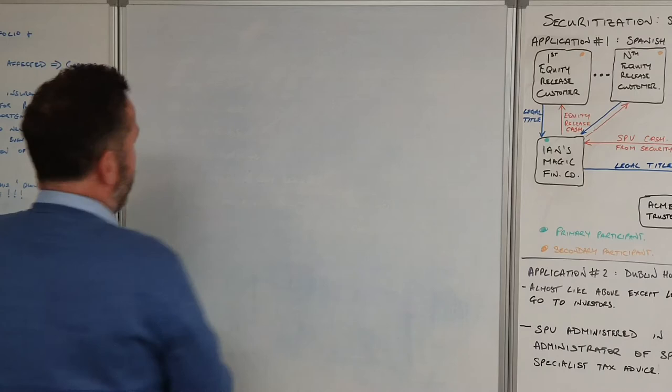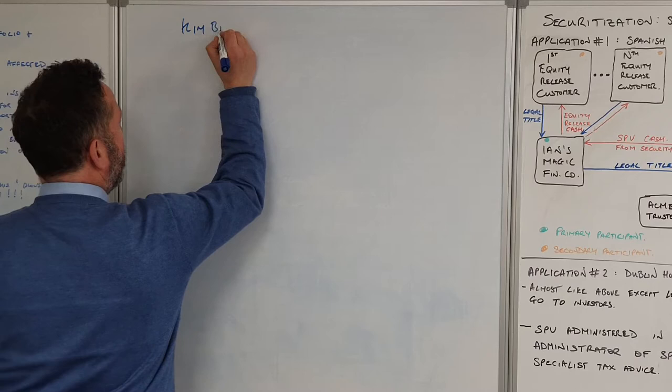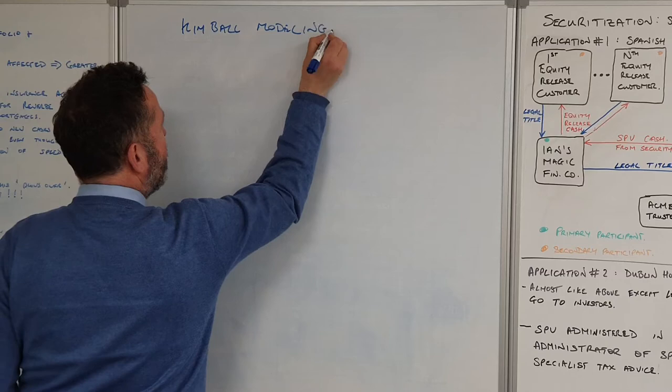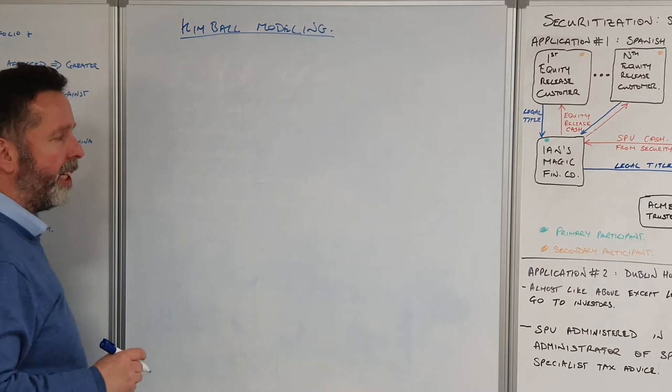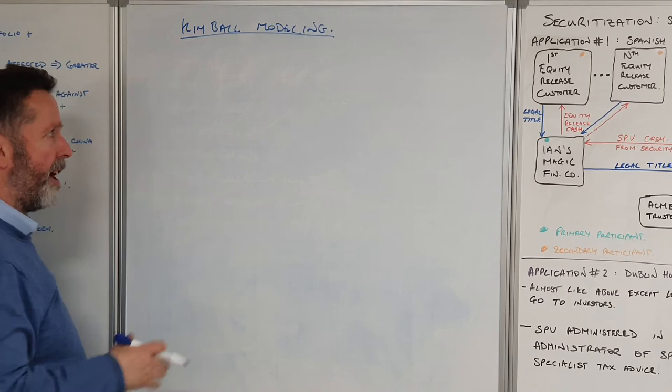Okay, so here is my explanation of Kimball modeling. Kimball modeling is one of the earlier versions of enterprise data warehouse type modeling, invented by a guy called Ralph Kimball. A lot of the earlier versions of warehouses that I did were based on the Kimball model.